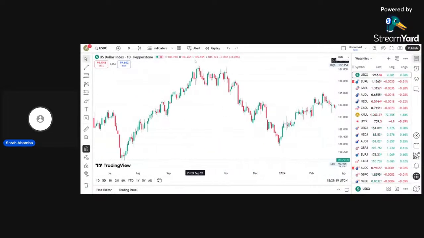Okay, so this was a resistance that the market was playing with here. Immediately this bearish doji was given, the market started dropping. This is the US dollar index.